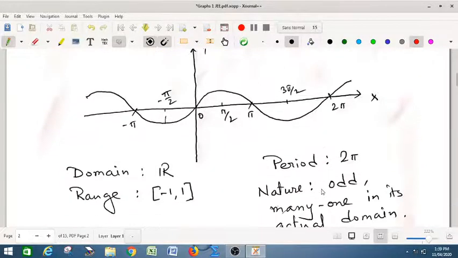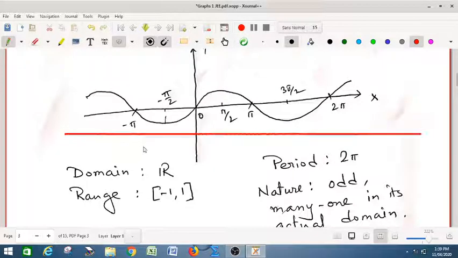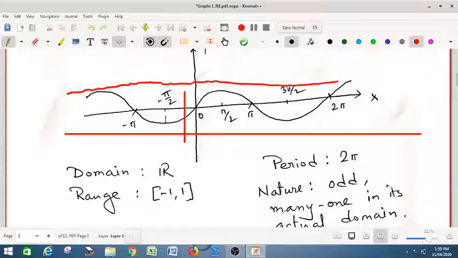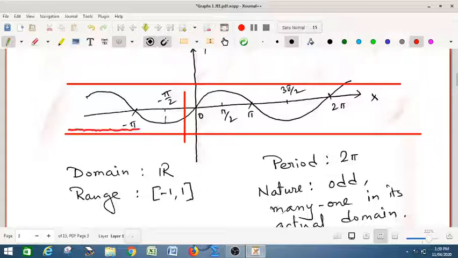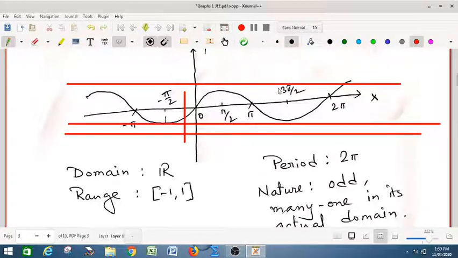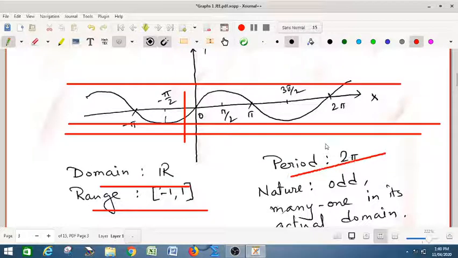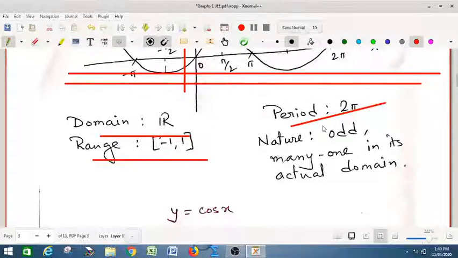So let's talk about the domain of this function. Domain is R, the whole real line, and this is the range. You look at that, the range is minus 1 to 1, that is it is bounded between minus 1 and 1. This is minus 1 and the upper one is 1. So graph of sine x is bounded between minus 1 and 1. So the range is minus 1 to 1, domain is R, period is 2 pi. After 2 pi the graphical nature will repeat. That is why the periodicity is 2 pi. And it is an odd function, and many one in its actual domain, actually the function is many one.